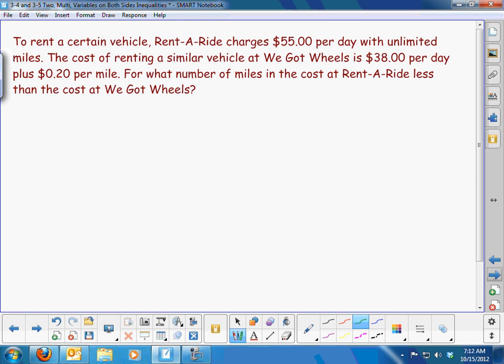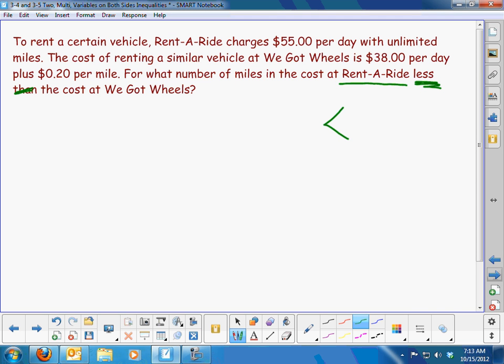All right, here's a word problem. To rent a certain vehicle, Rent a Ride charges $55 per day with unlimited miles. The cost of renting a similar vehicle at We Got Wheels is $38 per day plus 20 cents per mile. For what number of miles is the cost at Rent a Ride less than the cost at We Got Wheels? I'm wanting to see when is Rent a Ride less than We Got Wheels. So on my left-hand side, I'm going to have Rent a Ride, then a less than sign, and then We Got Wheels.